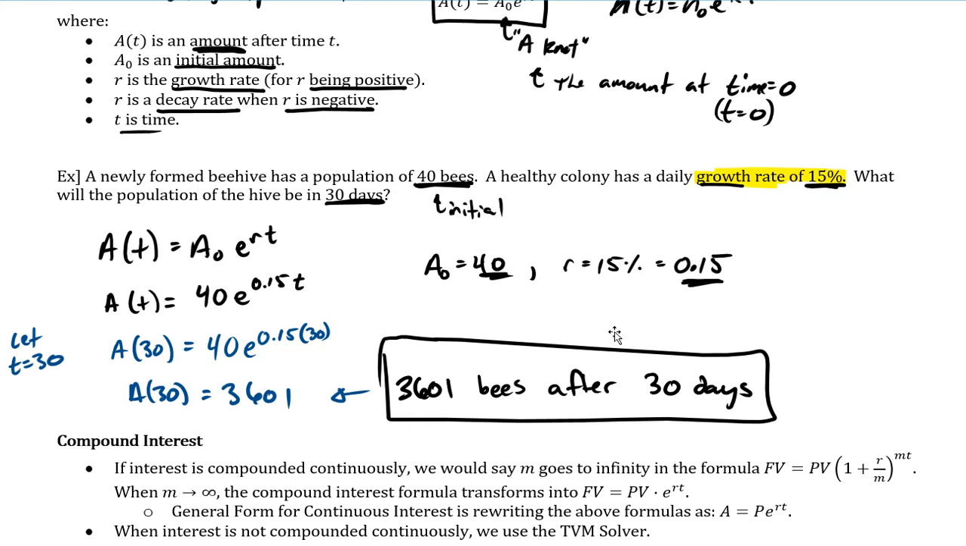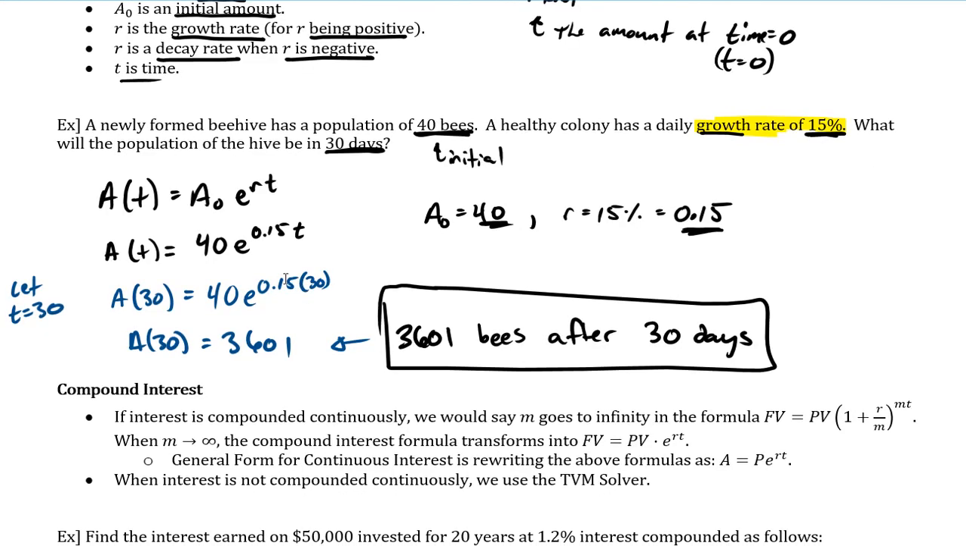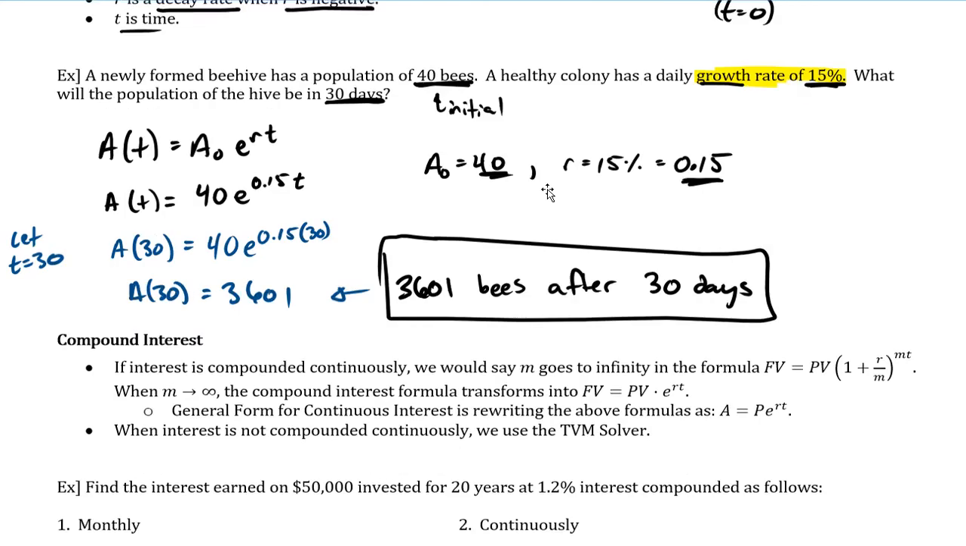Okay, so only 30 days, and it's much bigger than 40. So that's exponential growth. If you ever hear anything growing exponentially, it's kind of like this, where after not even that long a time, the number has skyrocketed to something big. After 30 days, just 40 went to 3,000. Anyway, that's how these formulas usually work.